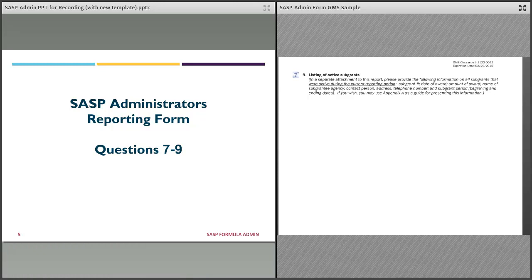For question 9, report the list of subgrantees that you awarded funds to as an attachment in Appendix A.